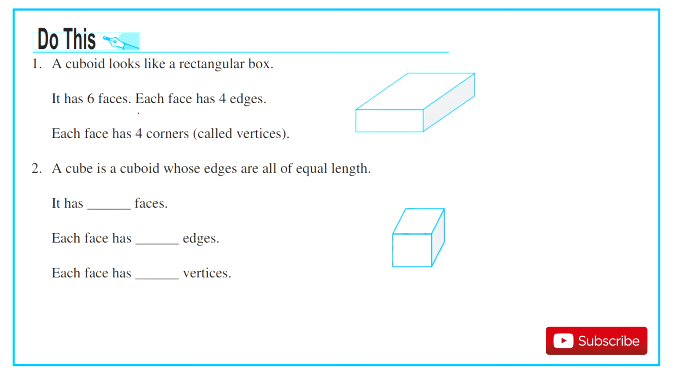Okay, let's start. This is a very, very important box. It is given in your NCERT only. So I am going to solve this box as well. Now this box says a cuboid looks like a rectangular box. So how many faces does it have? Six faces. Four edges and four corners, which are also called vertices. Let me fill the second one for you. A cube is a cuboid whose edges are of equal length.